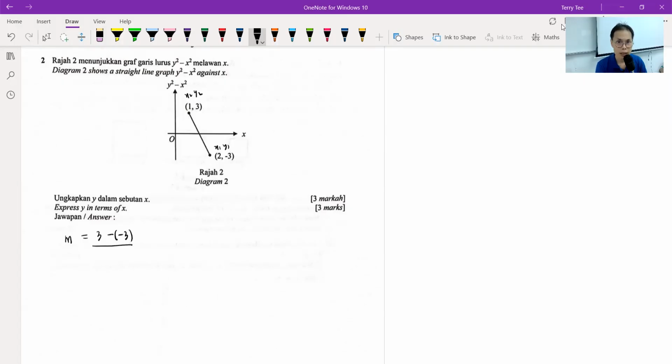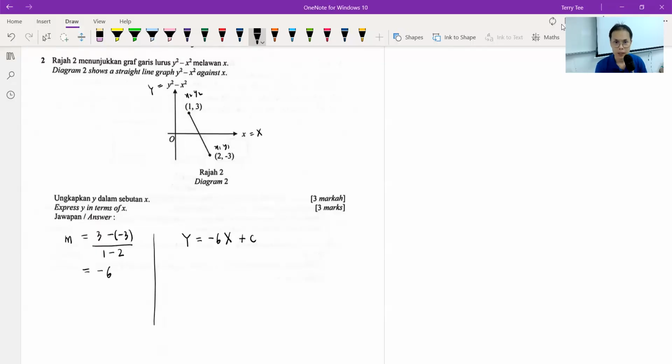My y2 is 3, my y1 is -3, and then x2 is 1, x1 is 2. So this is 3 plus 3, 6, divide by -2, you get -6. Now to find your y-intercept, let's use y equals mx plus c, or you can use y minus y1 equals m times x minus x1. If you use y equals mx plus c, be sure you use a big Y. Your gradient is -6, big X plus C here, because this big Y represents the variable in the Y-axis, and the big X represents the variable in your X-axis.